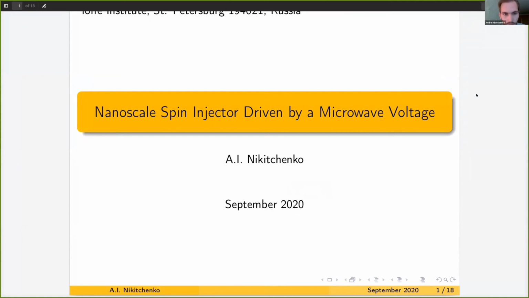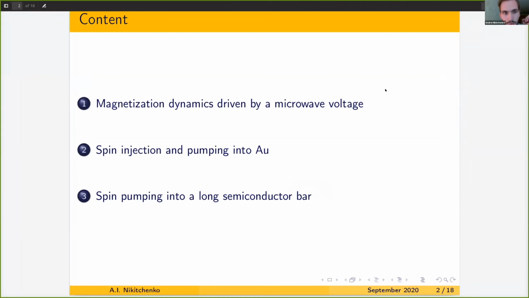Now, the ongoing discussion is devoted to the theoretical study of nonlinear magnetization dynamics and spin transport. Namely, the work is entitled Nanoscale Spin Injector Driven by Microwave Voltage. The presentation has the following structure. First, we describe the nonlinear magnetization dynamics in the free layer of a magnetic tunnel junction. Then the derived results are employed to calculate spin injection and pumping into the gold or gallium arsenide overlayers. And in the last part, the spin transport in a long semiconductor bar is studied analytically.